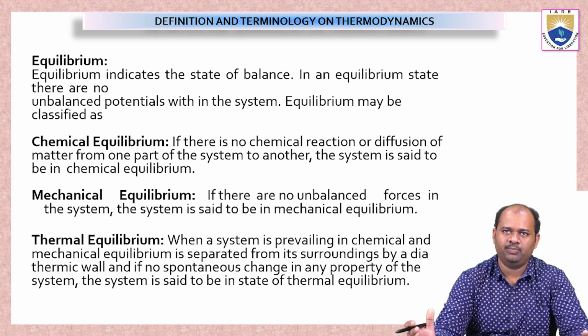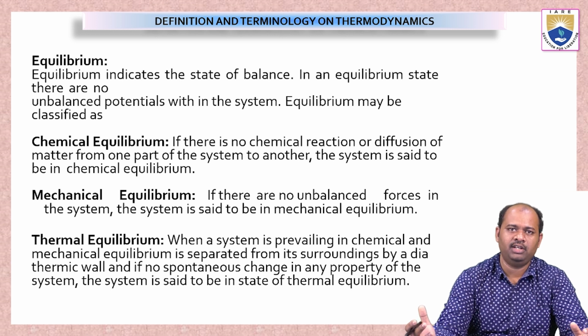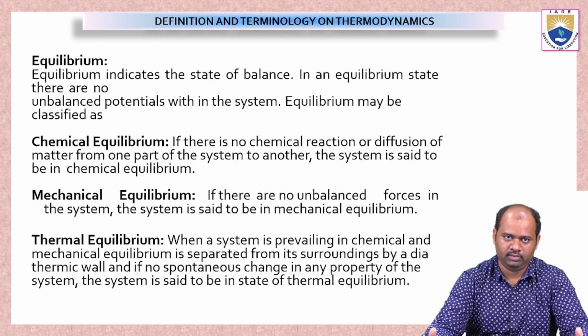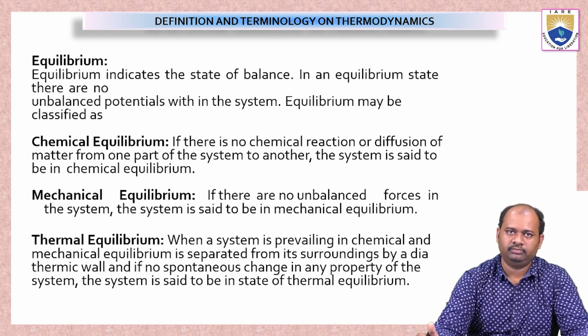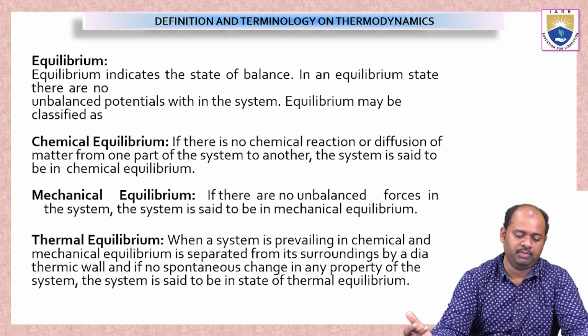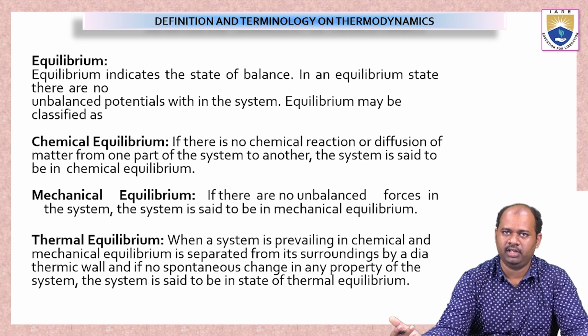There are no unbalanced potentials within the system. Unbalanced potentials means there should not be any unbalanced loads or unbalanced chemicals left over for the reaction to happen, or unbalanced heat or work. They should not be there. Unbalanced potentials should not be there in the system. Then that system is said to be under equilibrium. So there are different types of equilibrium, that is chemical equilibrium, mechanical equilibrium, and thermal equilibrium.